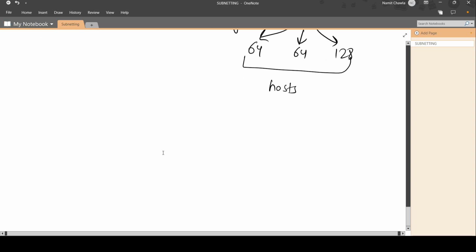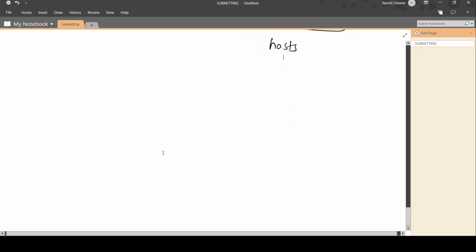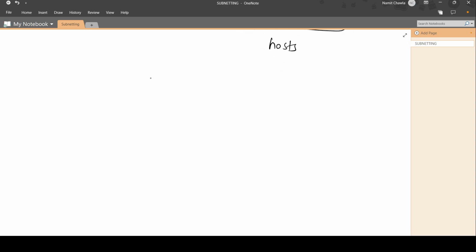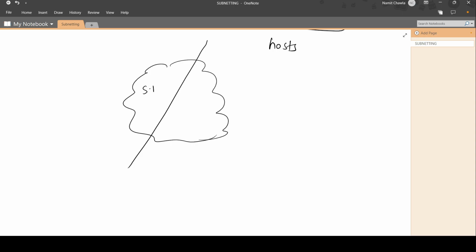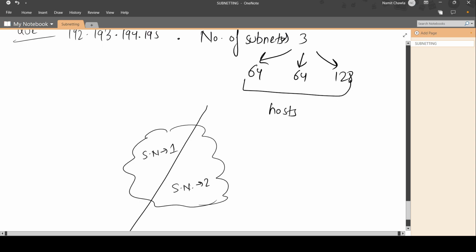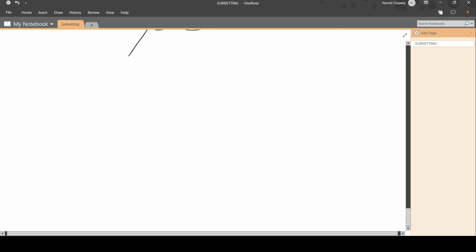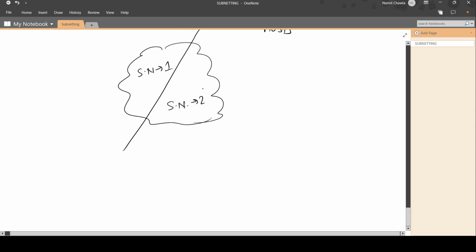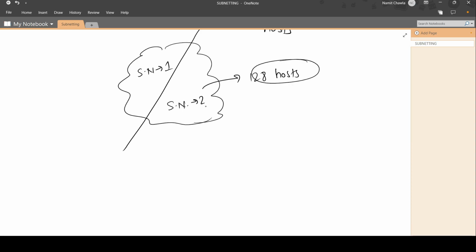Now let's see how it can be done. Earlier, if you remember the diagram, we had one network like this, and we were splitting that network into two equal parts. The first one was subnet number 1 and the second was subnet number 2. Now this one wants me to divide in such a way that the first two are 64 and the last one is 128. So can I say that this one is already 128? This one was already having 128 hosts, so there is nothing that is going to change over here.